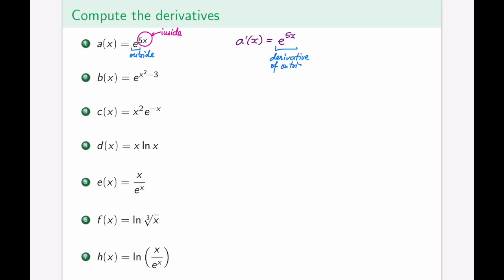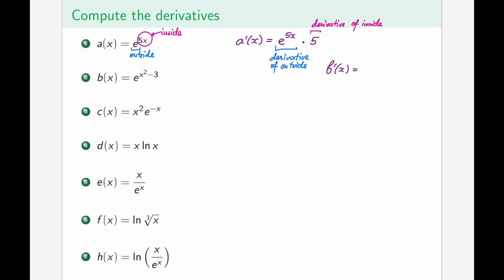And then I have to follow up by the derivative of the inside. The inside is 5x, so its derivative is going to be simply 5. And once I have done this, I am, in fact, done taking the derivative of this entire expression. Moving on to the next one, e to the power x squared minus 3. The analysis here is extremely similar. The outside function is the exponential, the inside function is x squared minus 3. So according to my chain rule, I'm going to have very similar calculations.